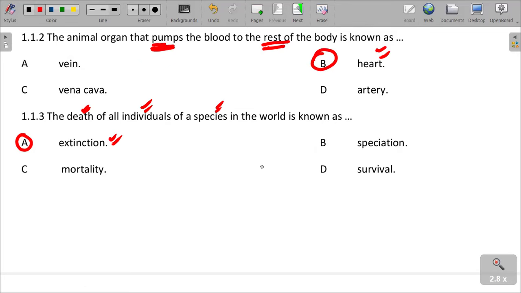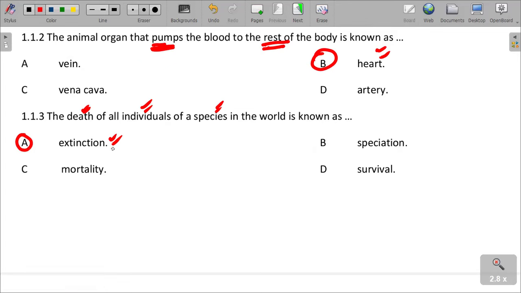Survival is when an organism is still living or able to adapt and endure various factors within a given habitat. Extinction is when all species of an organism are no longer existing. We call that extinct. Extinction means they've all died out.